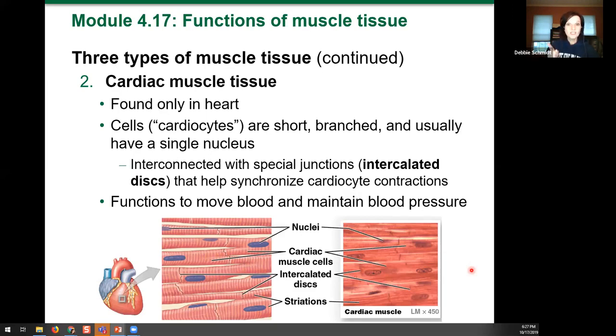So striations, okay, could be skeletal, could be cardiac. One nucleus, has to be cardiac now. Intercalated discs, these little lines across the cells, only found in cardiac muscle tissue. And cardiac muscle tissue is only found in the heart.